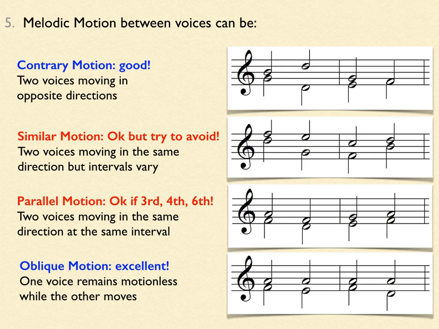So oblique motion is the best. One voice remains motionless while the other moves. Contrary motion is the next best. Two voices moving in opposite directions. Similar motion's okay. Two voices moving in the same direction, but the intervals vary. And then parallel motion, when two voices move in the same direction, but the intervals are also the same. Okay, so that's the least favorable one, I reckon. It's okay for thirds, as you can see. It actually sounds pretty good for thirds or for sixths, but definitely not for fifths or octaves.